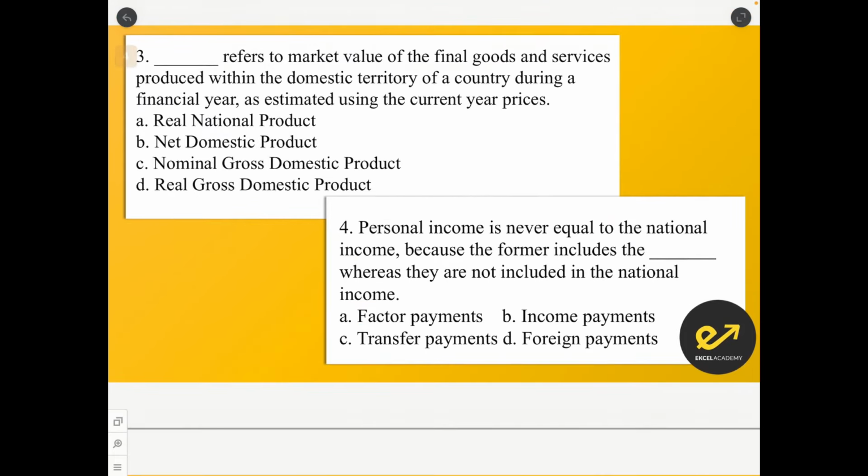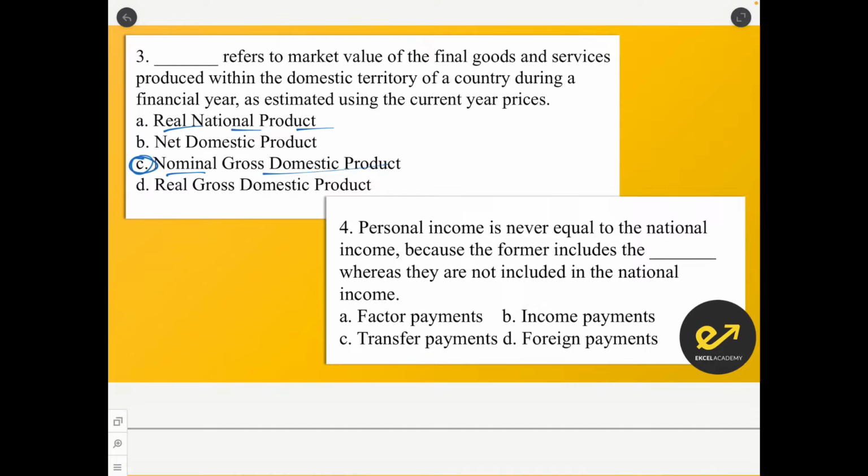Third question. Dash refers to the market value of final goods and services produced within the domestic territory of a country during a financial year as estimated using the current year prices. So when we consider the current year prices, it will be nominal GDP, that is nominal gross domestic product. If we consider the base year's price, then it becomes the real national product. So here the answer would be option C, which is nominal gross domestic product.